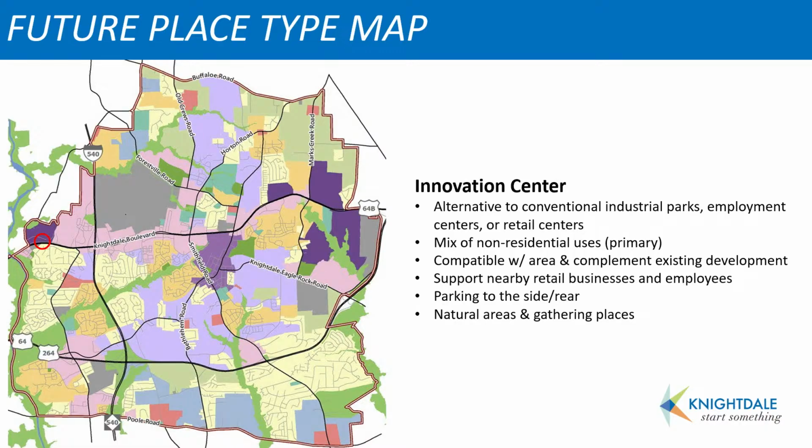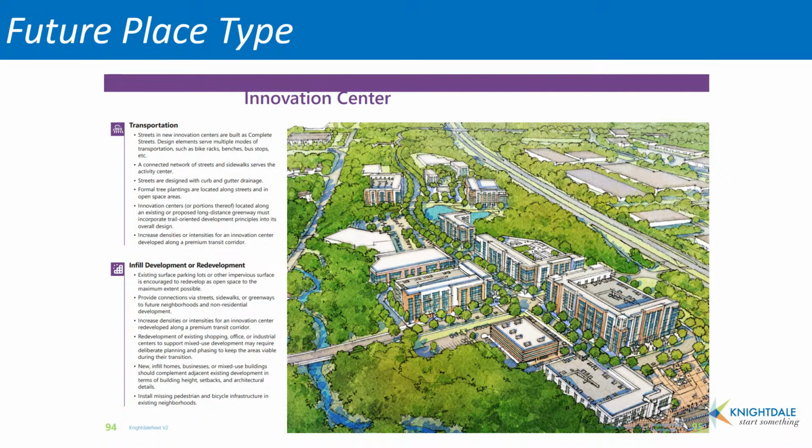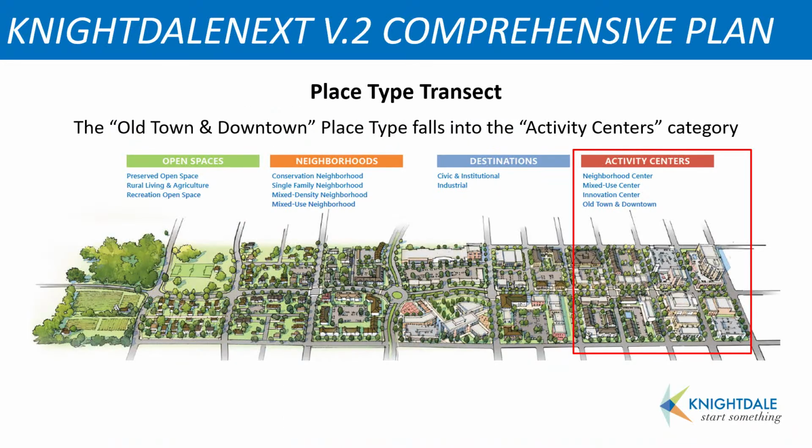The key to this is that any non-residential use should be compatible with the area and complement the existing development in the vicinity, while providing support to nearby retail, distribution and those employees in the vicinity. It also talks about parking to the rear and providing natural areas and public spaces. And then the comprehensive plan also details different design characteristics that should be implemented through this development.